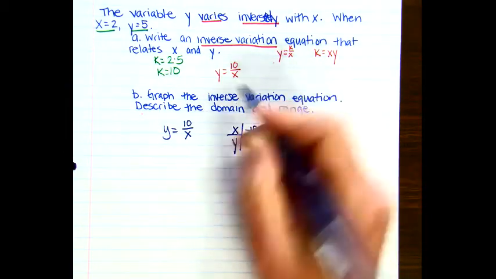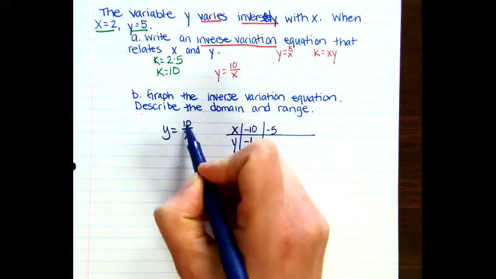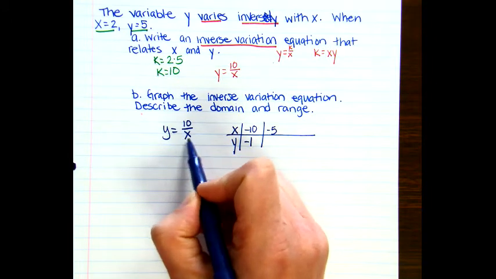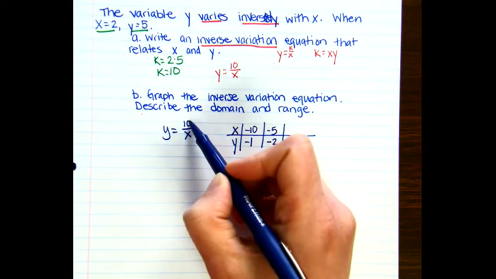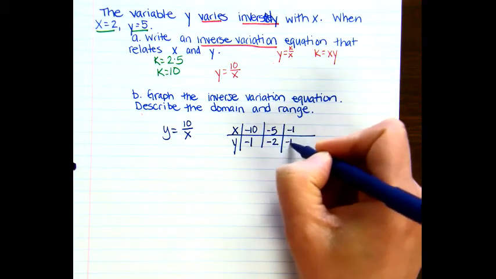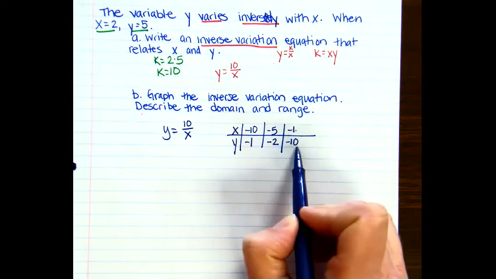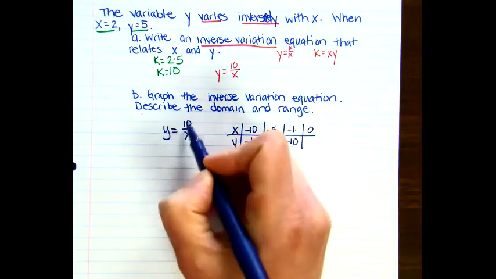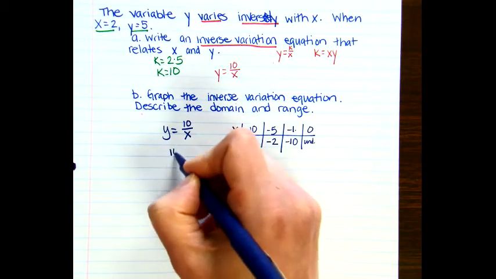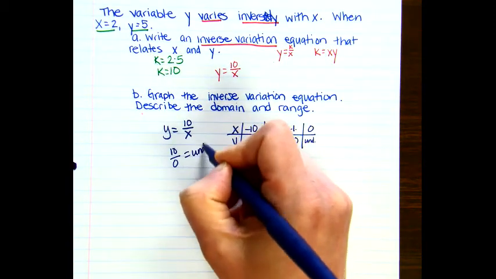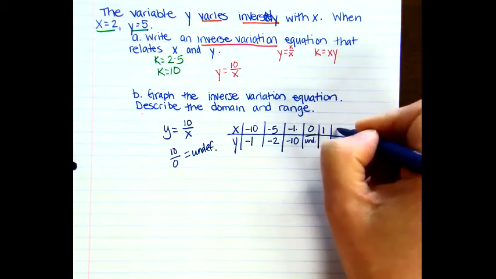If x is -10, 10 divided by -10 is -1. If x is -5, 10 divided by -5 is going to give me -2. If x is -1, 10 over -1 is -10. So you can see as my x's get closer to 0, my y's get further from 0. If I put in 0 for x, I get undefined because I'm not allowed to divide 10 by 0. Remember, 10 divided by 0 is undefined. Never allowed to happen.